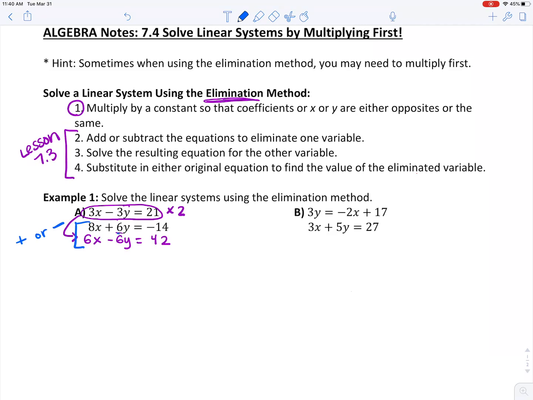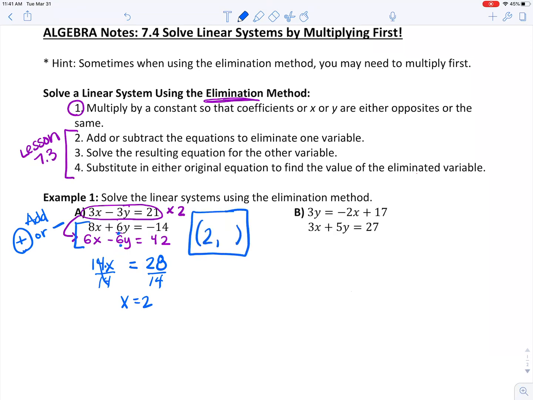I'm noticing that the y's both have a 6 in front of them, or negative 6, and so that's what I'm looking at. So 6y plus negative 6y is 0. That means we are adding them together. If I take 8x plus 6x, that is 14x. As we already said, 6y plus negative 6y is 0. Negative 14 plus 42 is 28. And now how do you solve for x? Well, this is 14 times x, so divide both sides by 14. So x is 2.